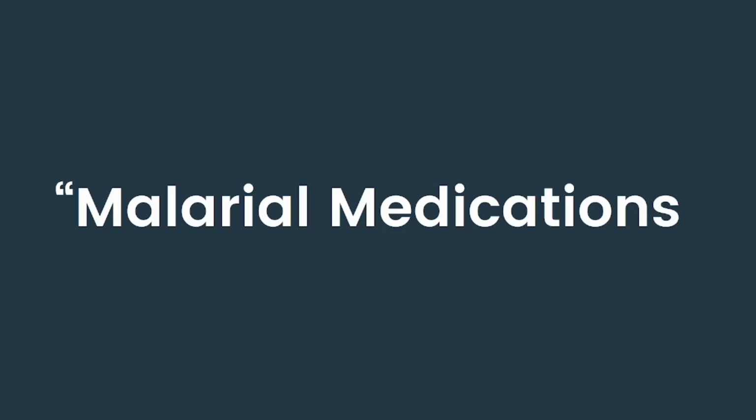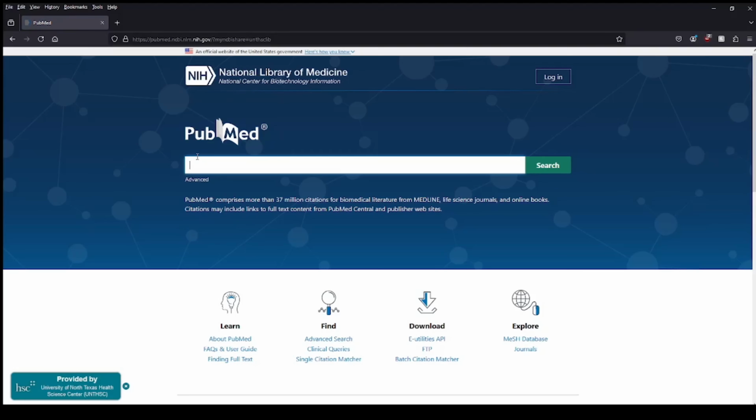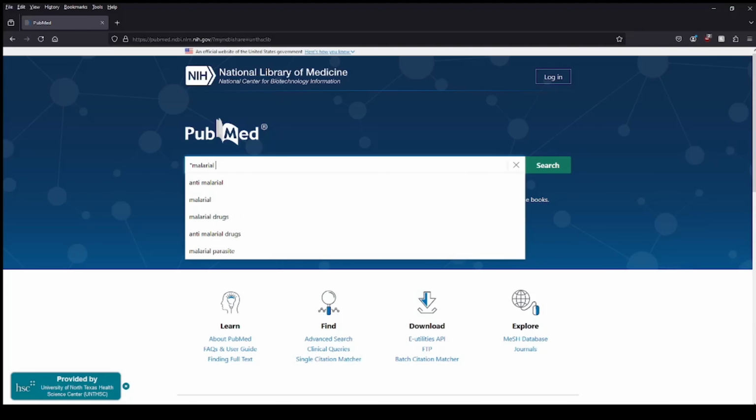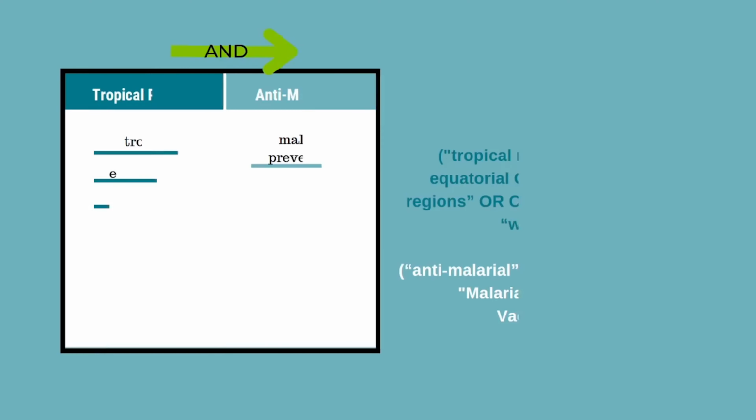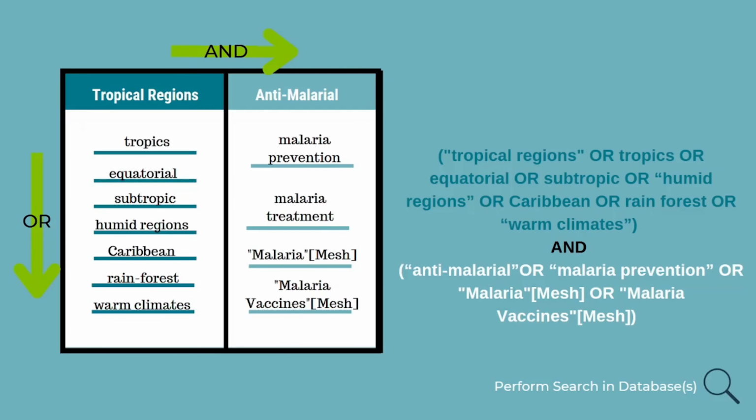Quotation marks are your friends when it comes to searching for specific phrases. For example, searching for "malarial medications" ensures that you find the exact term together. Let's take a look at what our concept chart looks like filled out based upon our example research question.